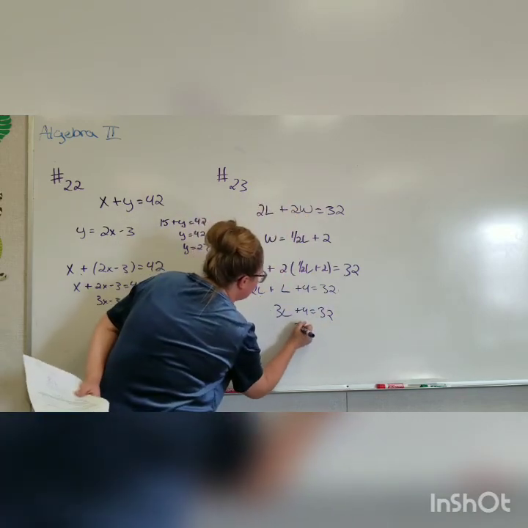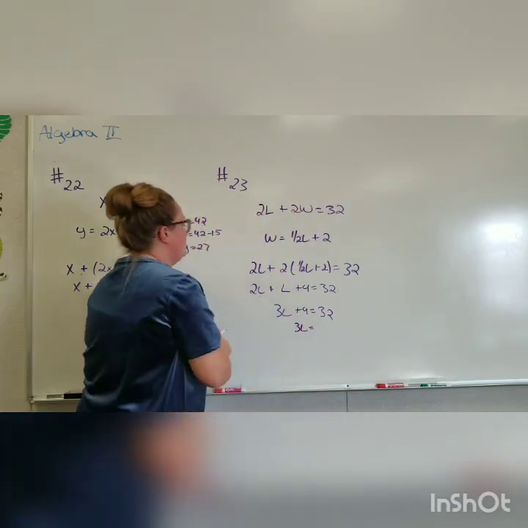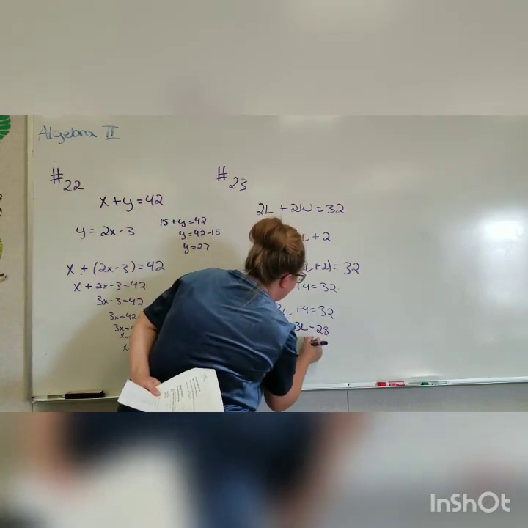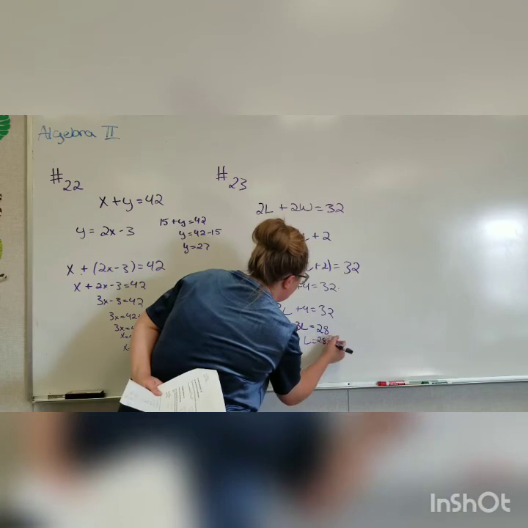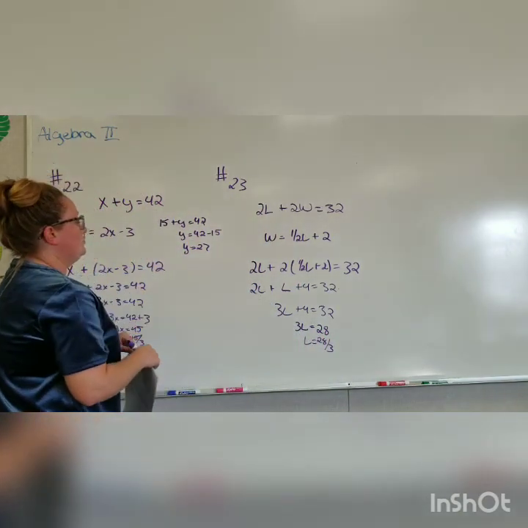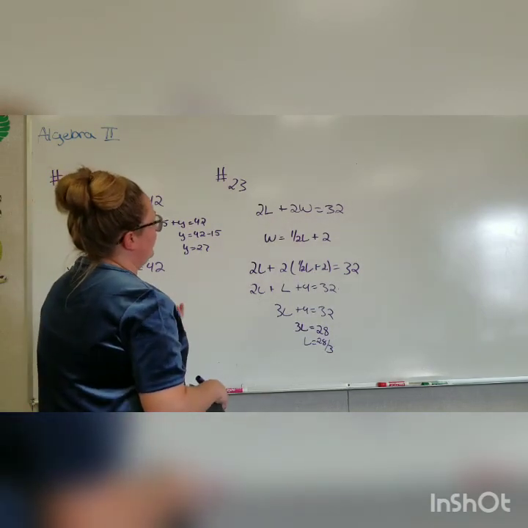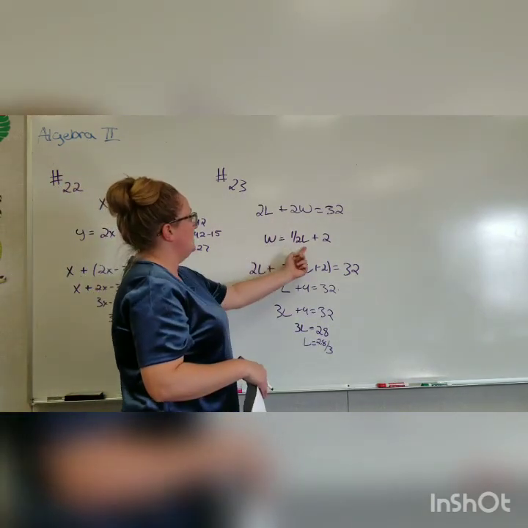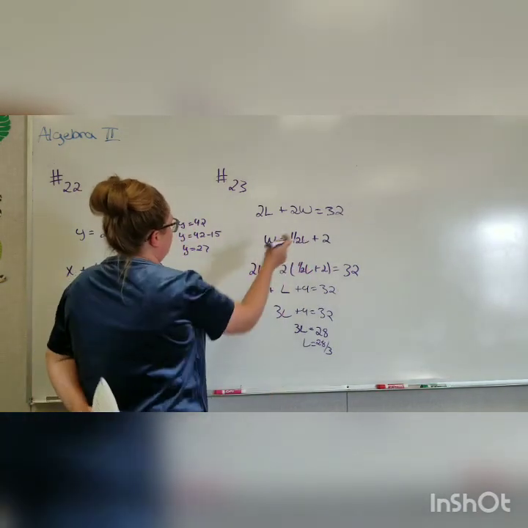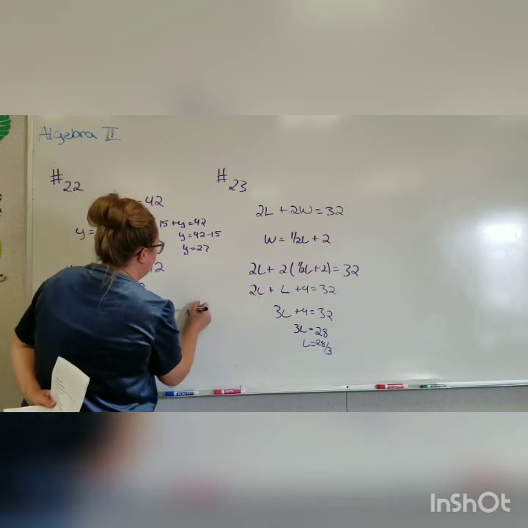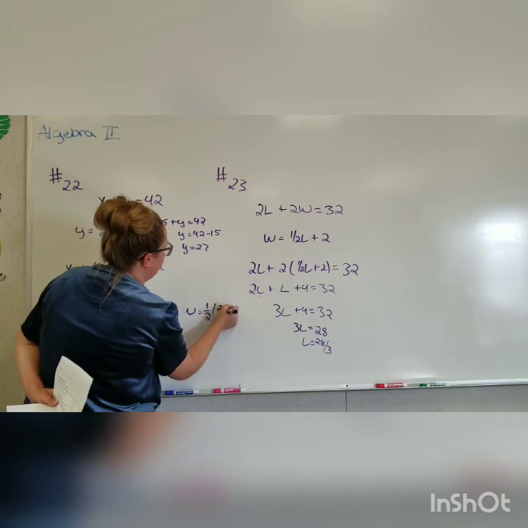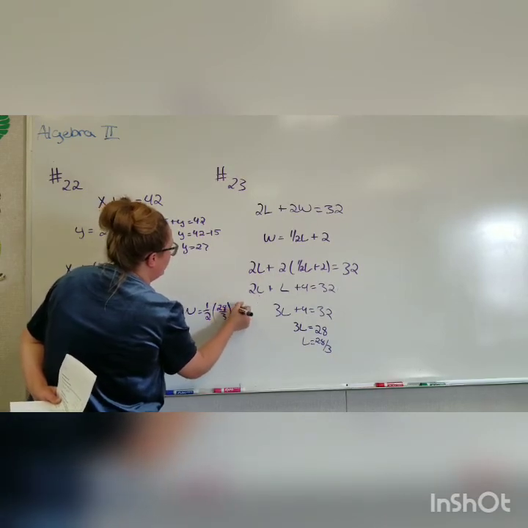Subtract the 4 on the other side. 3L equals 32 minus 4, which is 28. And L, the length is going to be equal to 28 over 3. You can leave it in fractional form. The length is equal to 28 over 3. So now to find our width when the length is 28 over 3. So I'm going to put 28 over 3 into this equation. Width is equal to 1/2 the length, which we know is 28 over 3 plus 2.